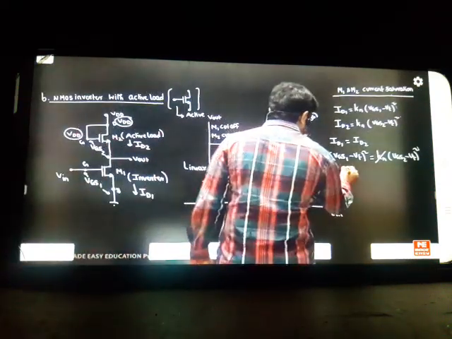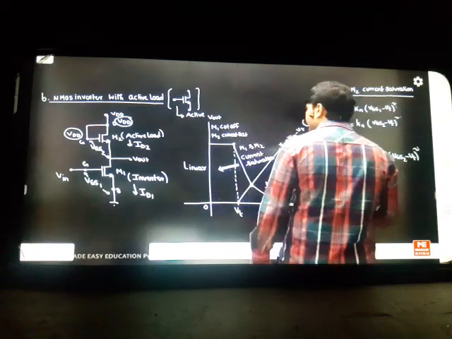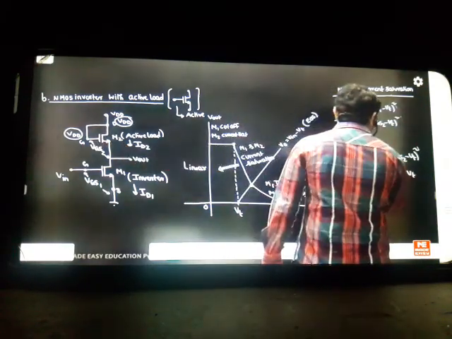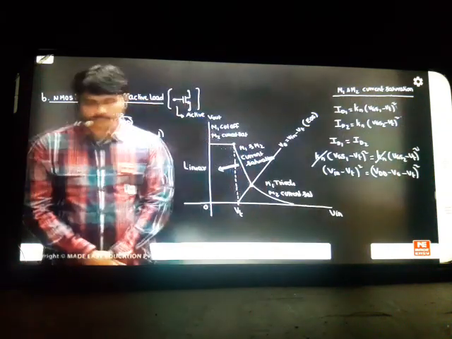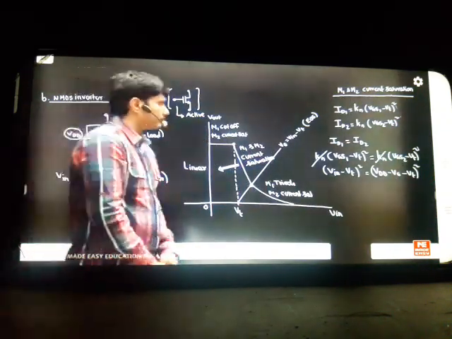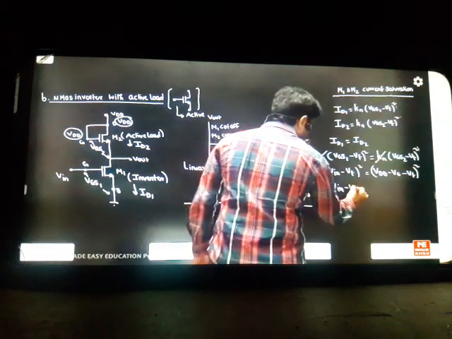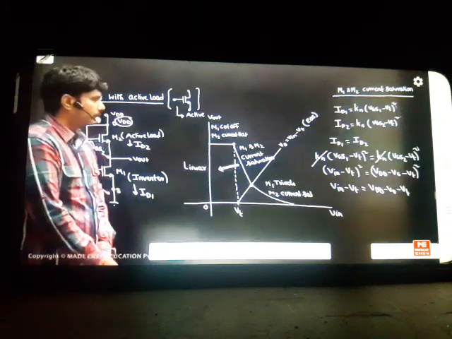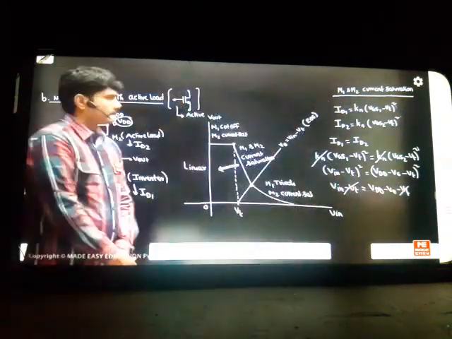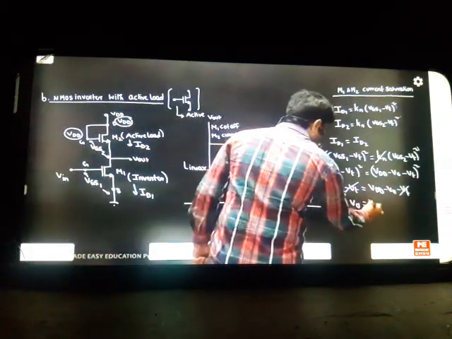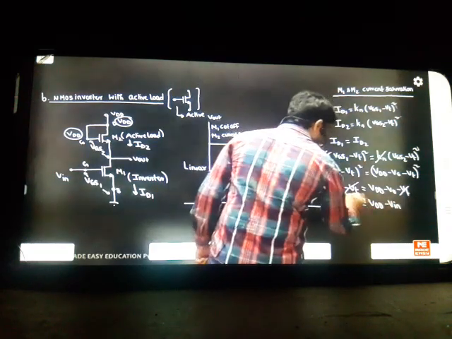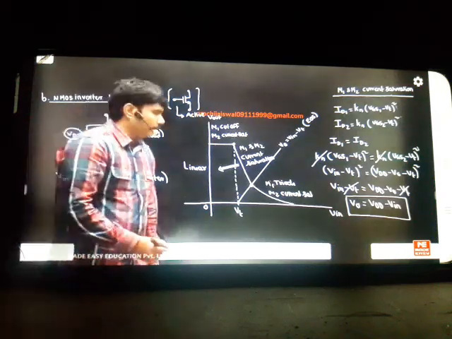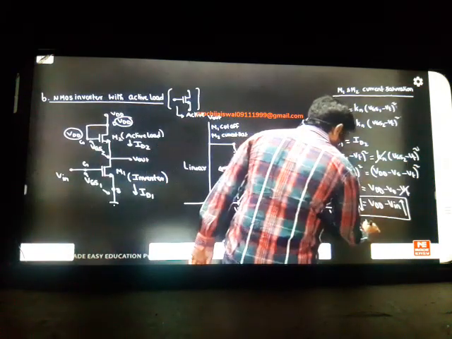VGS1 we'll write as (VIN minus VT) whole square, equal to VGS2, which we can write as (VDD minus V0 minus VT) whole square. So this is the way I have taken the concept. If you take the square root on both sides, we get VIN minus VT equals VDD minus V0 minus VT. So the square will be gone. We'll have a straight line equation like this. It's a linear equation. If the threshold is the same on both sides, then your output you can write as VDD minus VIN. So you can see this is the relation we are getting for current saturation to current saturation. If two transistors are in current saturation and you increase the input, the output decreases, but it happens linearly.